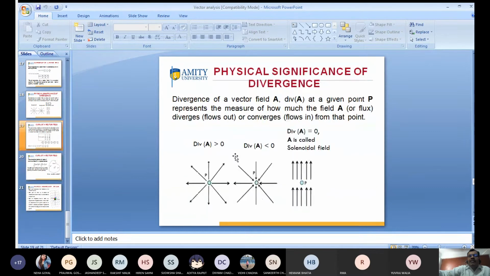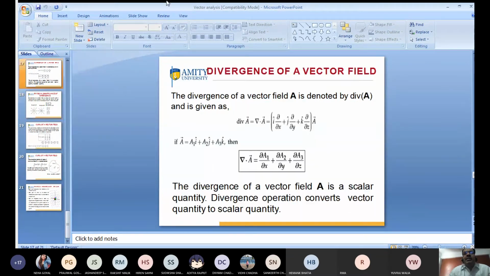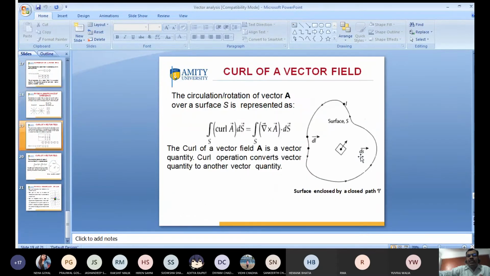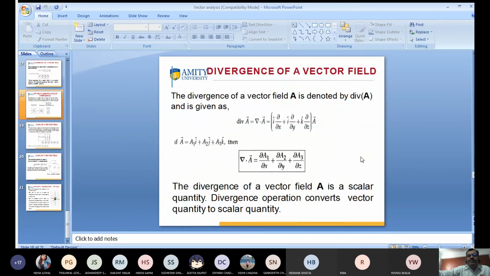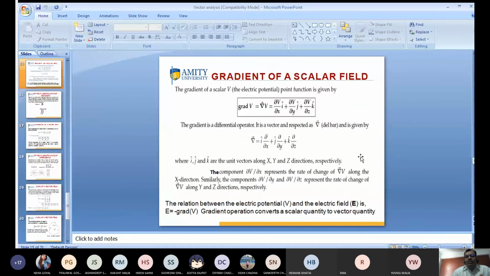This is the physical significance of the curl of a vector quantity. Again I want to revise the three definitions I discussed here. Just sorry, just a minute. I tell you what is the del operator. This is the del operator. Have you seen on screen, my dear friends? You are able to see?